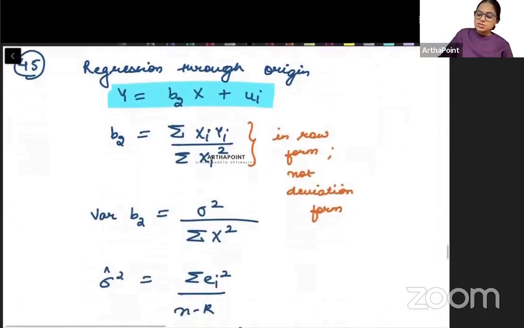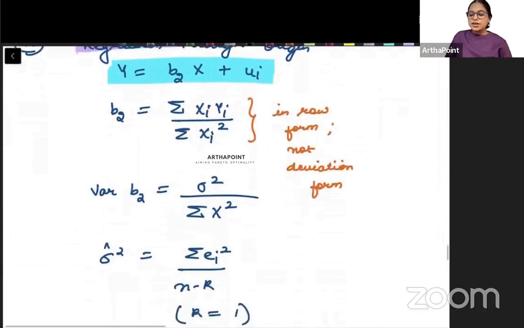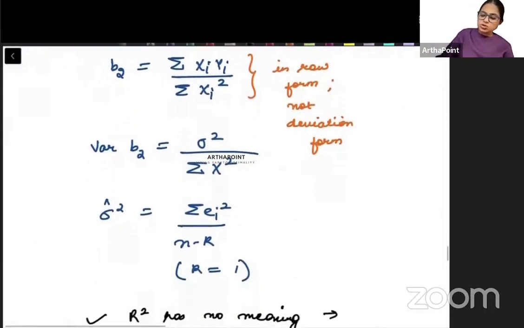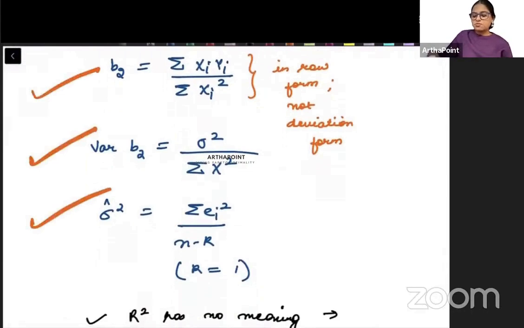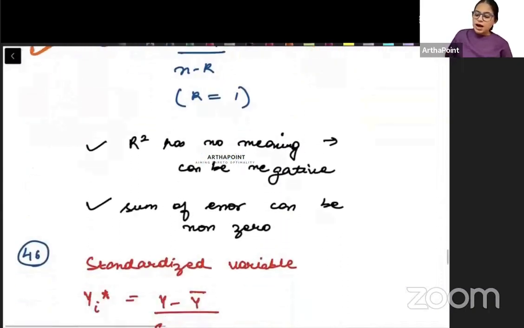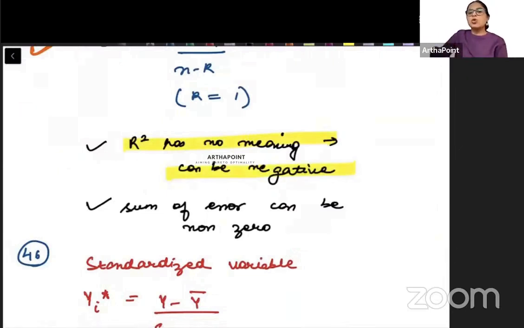Okay. Now this is regression through origin model. If it is a regression through origin model, so this is the value of B2, variance of B2 and sigma hat square. यहाँ पर जो B2 होगा, this will be in the raw format, मतलब deviation format में नहीं है, this is in the raw format. R square has no meaning to it. R square का regression through origin में कोई भी meaning नहीं होता, it does not mean anything.